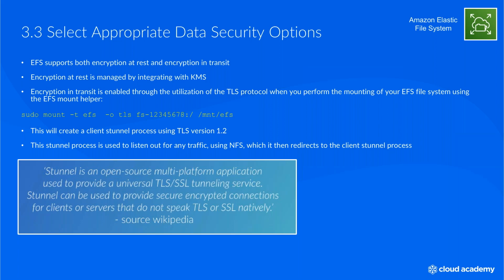Encryption in transit is enabled through the utilization of the TLS protocol when you perform the actual mounting of your EFS file system, and there's a command there that shows you how to do that. The best way to do that is to use the EFS mount helper. This will create a client tunnel process using TLS version 1.2, which is used to listen out for any traffic using NFS, which it then redirects to the client tunnel process.